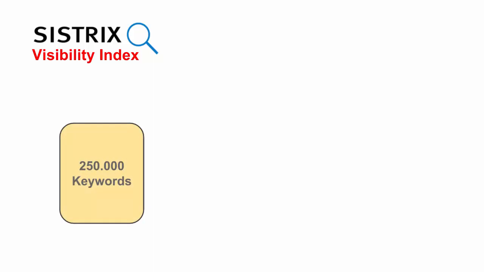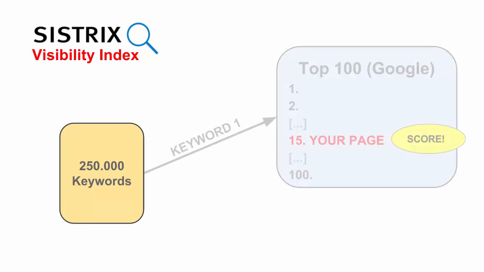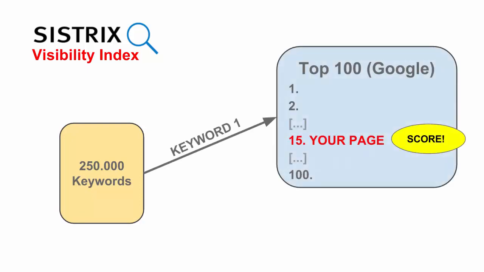Sistrix has set up a database of 250,000 keywords. For each keyword, they retrieve the top 100 of Google search results. Let's look at the result of one of the keywords. If your site ranks within the top 100 for this keyword, this rank will contribute with a kind of score to the visibility index. The higher the rank, the higher the score.